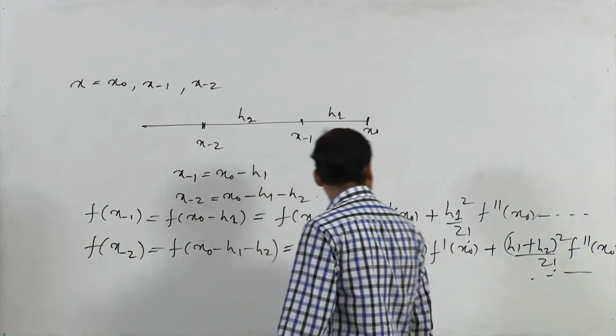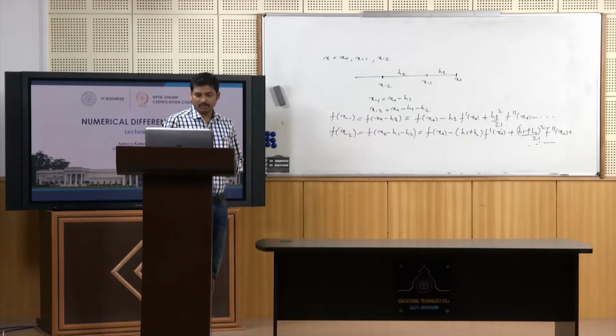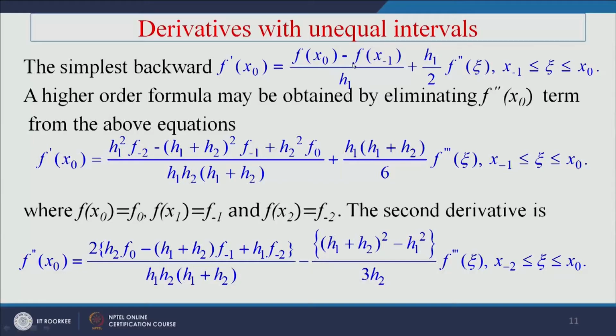plus all other terms. If we want to find the derivative of f at point x0, from the first equation we can write f of x0 minus f of x of minus 1 divided by h1, which is the first order derivative at x equals x0, and the remainder term is represented in the form of h1 by 2 f double dash of zeta, where zeta lies between x0 and x of minus 1.